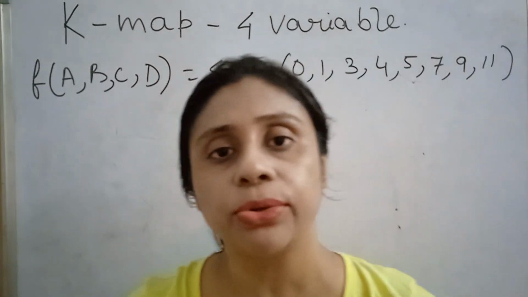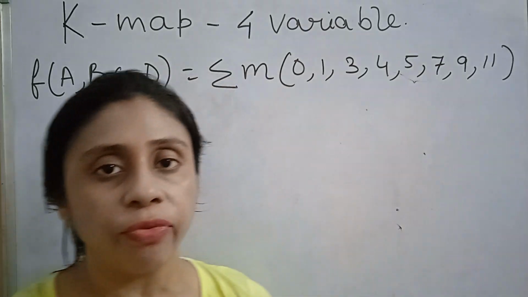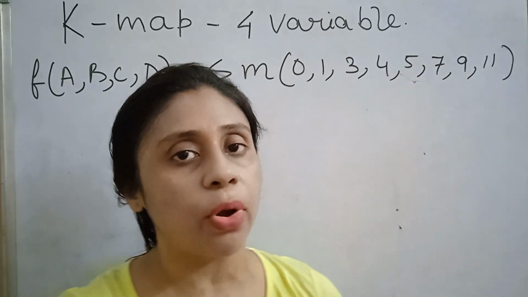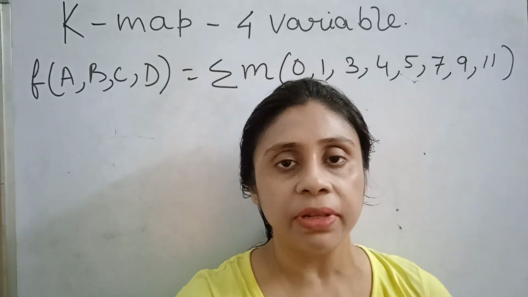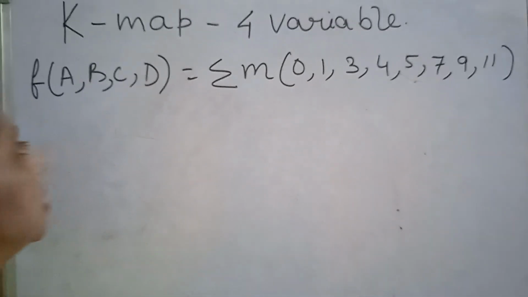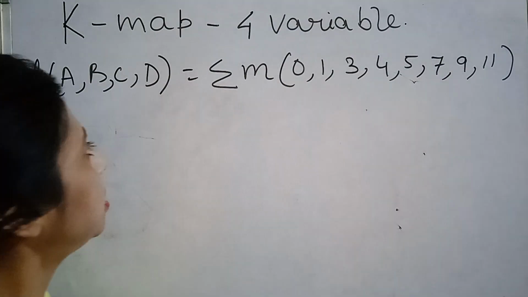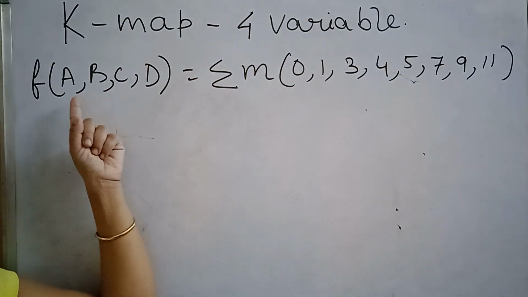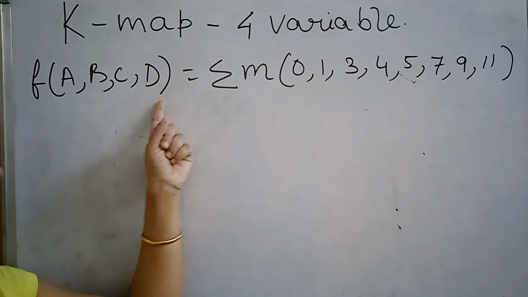Good morning students. Today we will cover Kmap of 4 variable. In previous two classes we have already covered Kmap of 2 variable and 3 variable, and today we will cover Kmap of 4 variable. Now see, this is a min term expression of 4 variables. You can see there are 4 variables A, B, C, D.